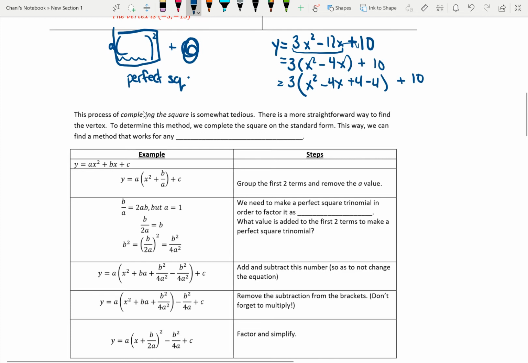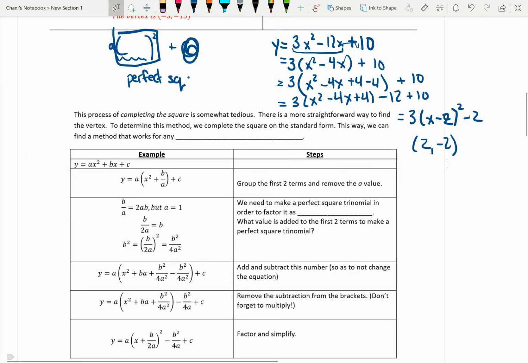Now I want this negative 4 out of there, so I have this beautiful perfect square trinomial. But because it's in the bracket, it has to be distributed. It has to be multiplied by 3 before it can leave. Now I collect like terms on the end and I factor this perfect square trinomial. So I get 3 bracket x minus 2 all squared and minus 2. So my vertex is 2, negative 2.